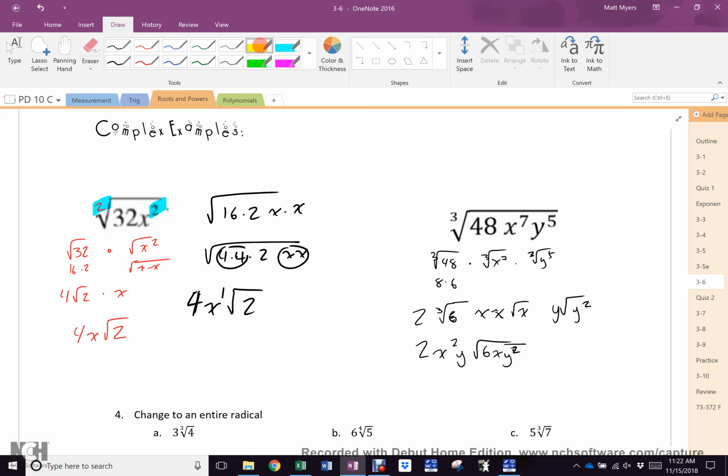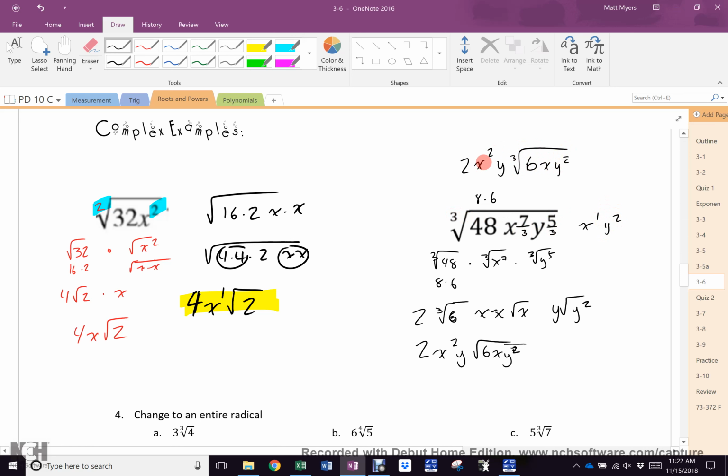Now, could you do this method right away? Yes. You know that 48 is 8 times 6, so you know you're bringing out a 2. You can see that I need groups of 3, so 7 is being divided by 3, which is what? What's 7 divided by 3? 2 with 1 remainder, right? So I'm bringing out 2 x's. What is 5 divided by 3? 1 y, and I left a remainder of x to the 1, y to the 2. 6xy squared. The shortcut is I can just divide this in, leaving the remainders underneath and bringing out the answer.